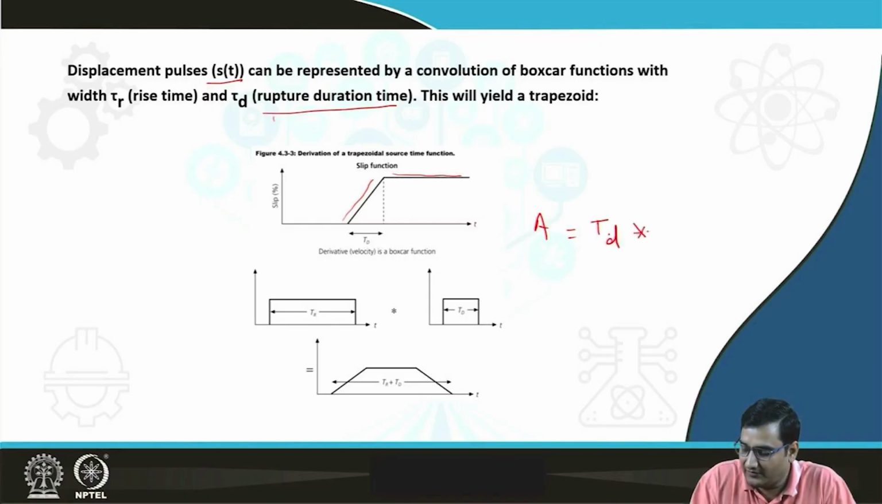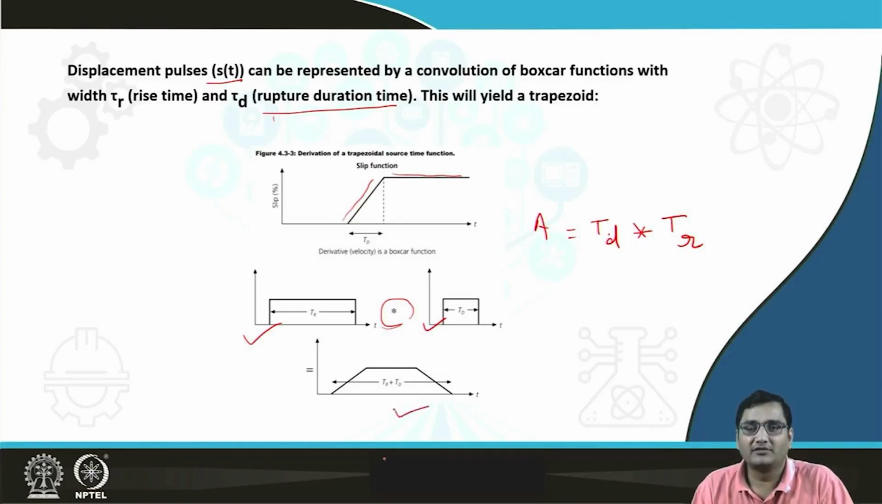And the seismic source time function A is equal to the rupture time, that is tau d, convolved with tau r, that is the rise time of the rupture. So this is what is represented here. You can see this is the rupture time here, this is the rise time here, and both are convolved, and in the convolved form it will represent a trapezoid having the total width, that is tau r plus tau d, or tr or td.